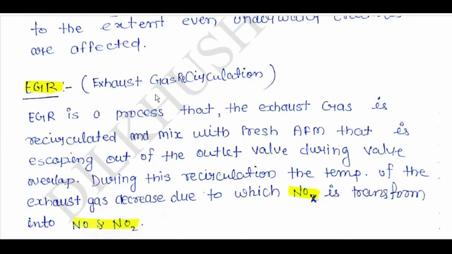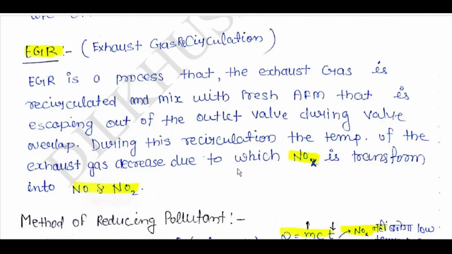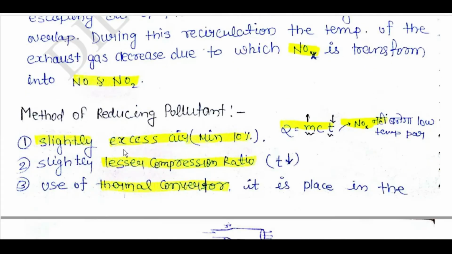EGR, exhaust gas recirculation. EGR is a process in which the exhaust gas is recirculated and mixed with the fresh air-fuel mixture that is escaping out of the outlet valve during the valve overlap. During this recirculation, the temperature of the exhaust gas decreases, and due to this NOx transforms into NO and NO2.